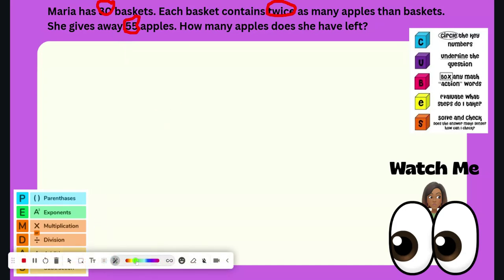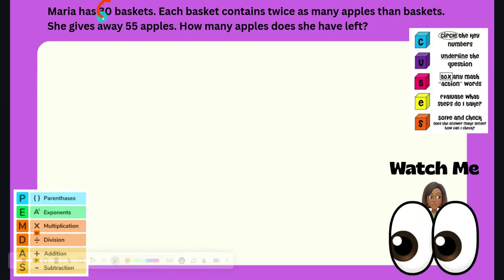I'm going to underline the question. The question says, how many apples? Oh, that line is wonky. Let's try that again. How many apples does she have left? I'm trying to find the eraser, guys. Here it is. No, I didn't want to erase everything. That's okay. Let's go back through and circle our numbers. We got this. So we circled 30. We circled twice. That's a number word. And we circled 55.